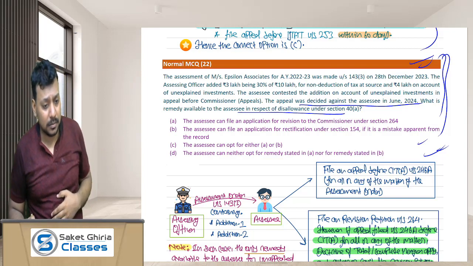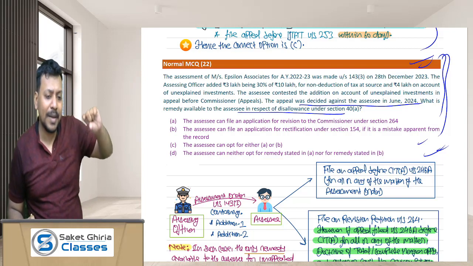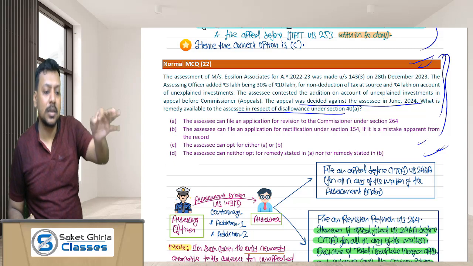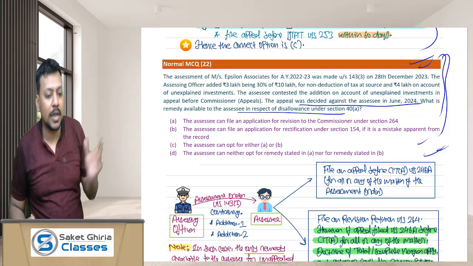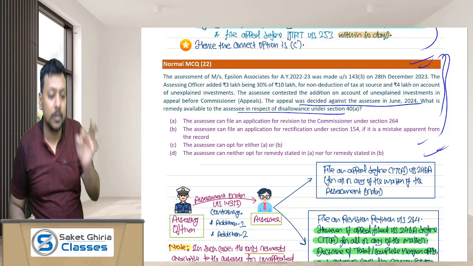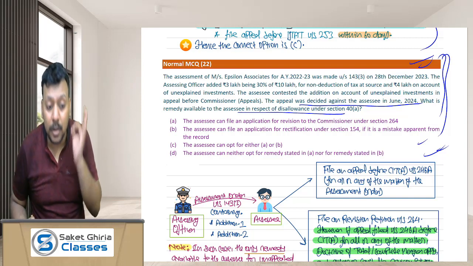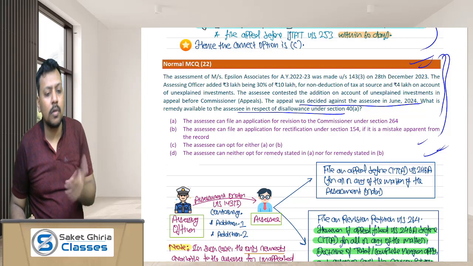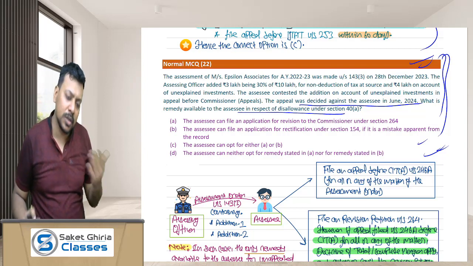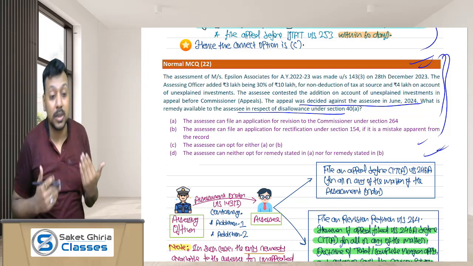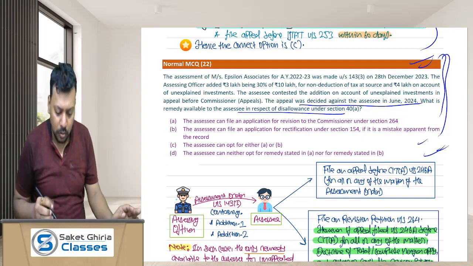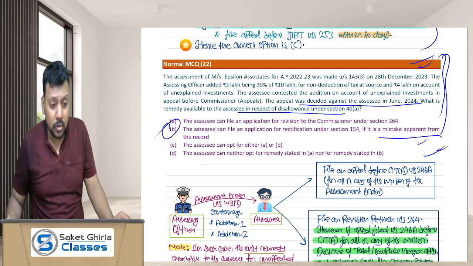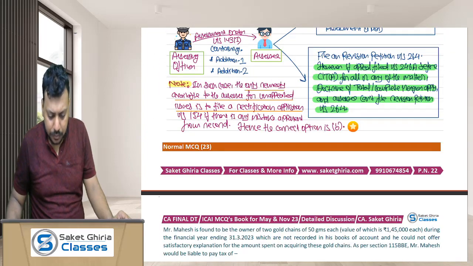No sir, because this particular part will be considered to have merged with the appeal that you have made to the CIT appeals. So you cannot go for the revision under section 264. Yes, you can go for a rectification application under section 154 if there is any mistake apparent from record. Okay. So the correct option is B.